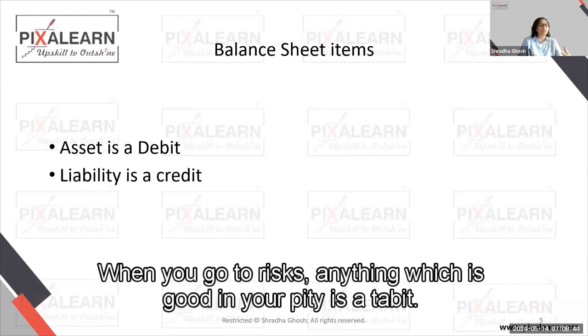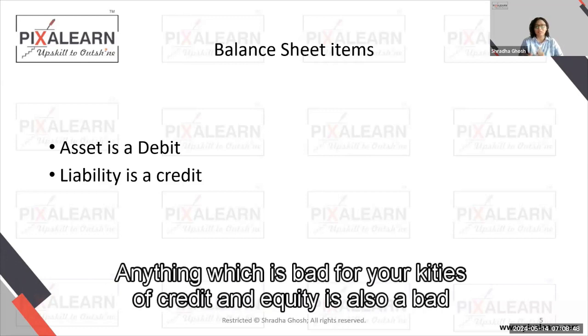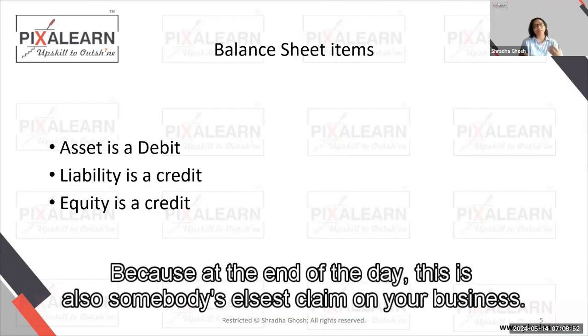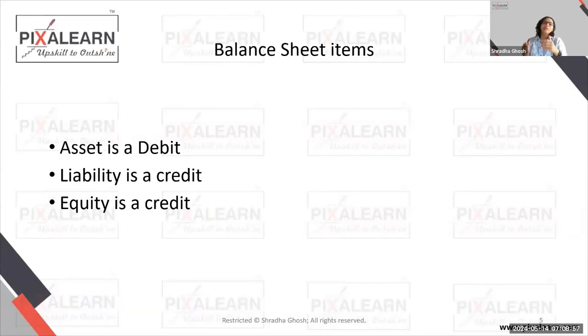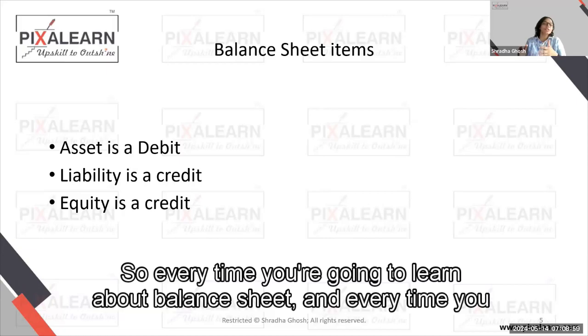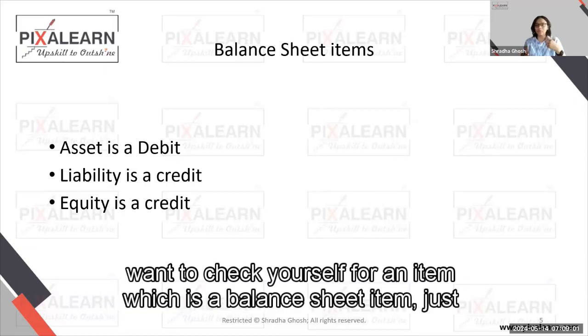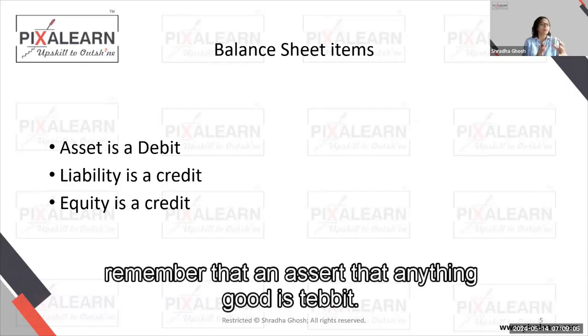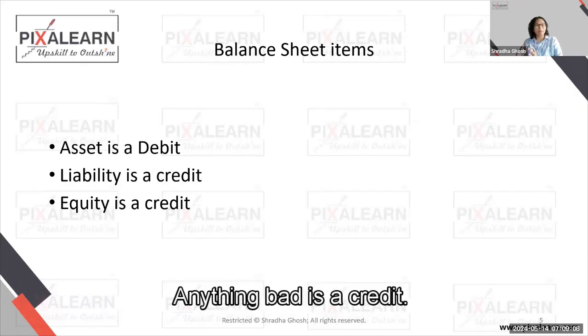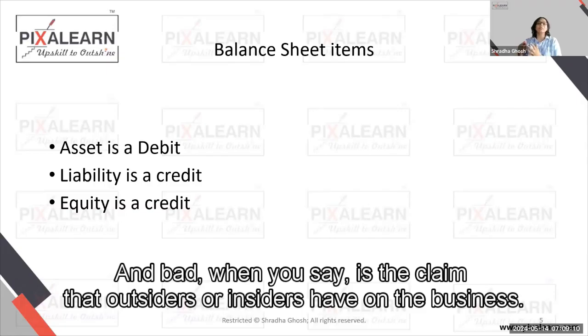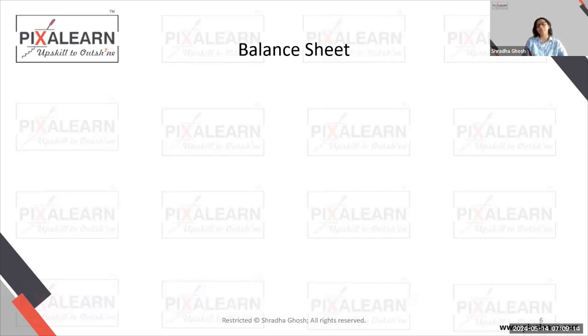Anything which is good in your kitty is a debit, anything which is bad for your kitty is a credit. And equity is also a bad thing for the business. Why? Because at the end of the day, this is also somebody else's claim on your business. So every time you want to check yourself for a balance sheet item, just remember that for an asset, anything good is debit, anything bad is a credit. And bad, when you say, is the claim that outsiders or insiders have on the business.